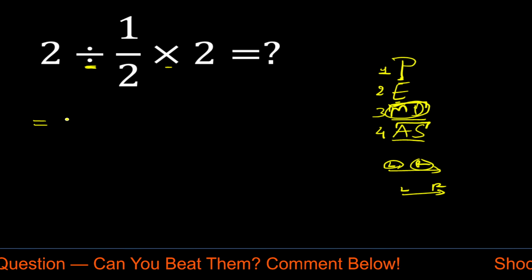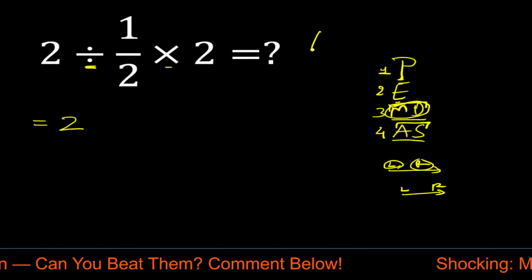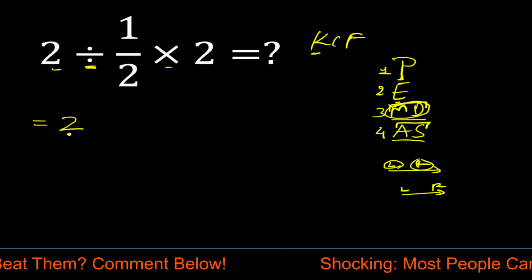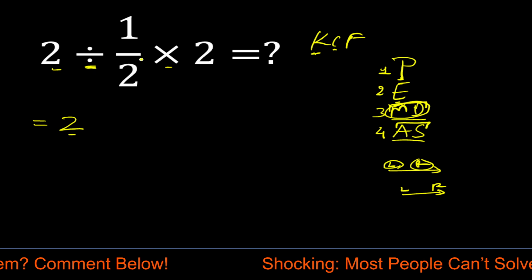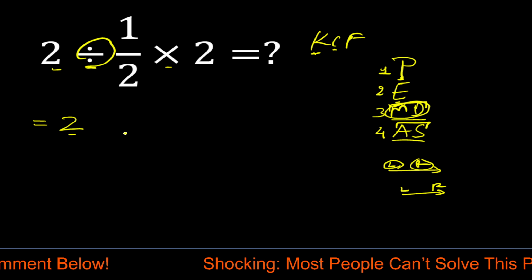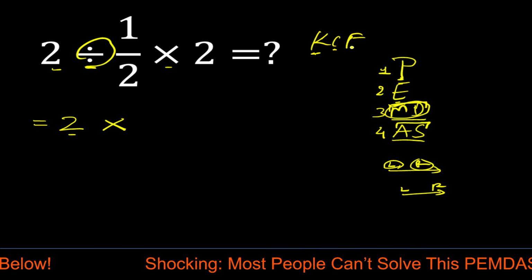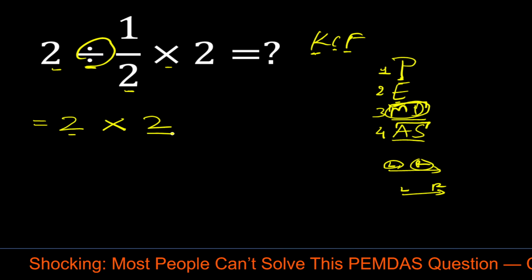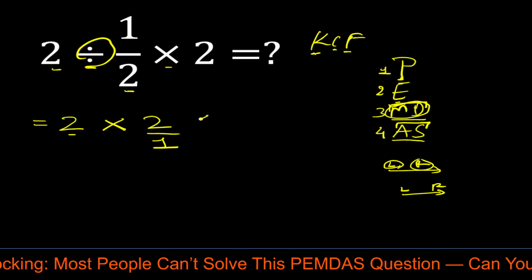So now 2. Now according to the KCF rule, K means keep this first 2 as it is, same. Then C means change this sign from division to multiplication. Then F means flip this fraction, 1 upon 2 is equal to 2 upon 1, times 2, right?